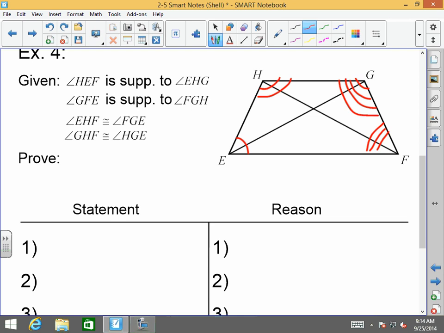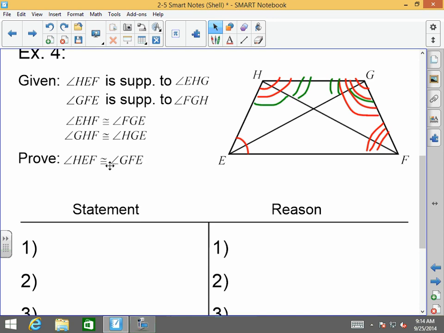But then I tell you that EHF is congruent to FGE. And then I tell you that GHF is congruent to HGE. What do you think I'm trying to prove here? It's a hard one. You're going to try to prove that HEF is congruent to GFE.